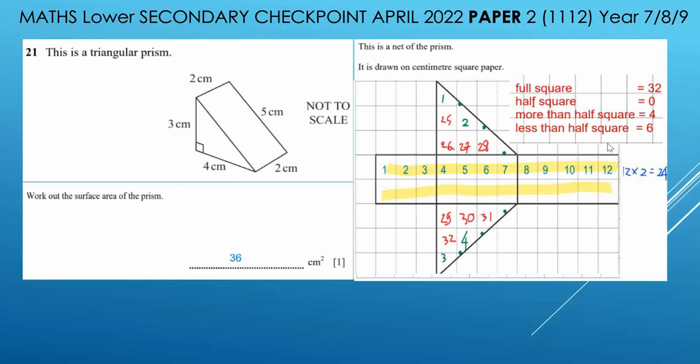Now this is how we calculate. Full squares we multiply by 1. Half squares we multiply by 0.5, but there's no half square, so it's 0. More than half a square we count as 1, so 4 times 1 is 4. Less than half a square we multiply by 0, so we ignore. So 6 times 0 is 0, so 32 plus 4 is 36. That's how we got this 36.